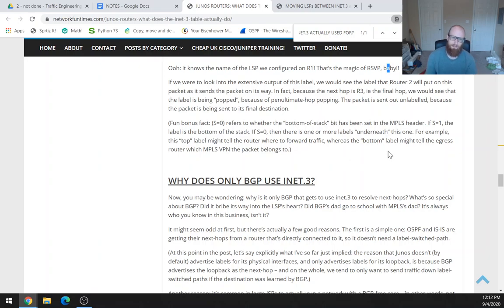Fun bonus fact, S equals 0 refers to whether the bottom of stack bit has been set in the MPLS header. If S equals 1, the label is the bottom of the stack. If S equals 0, then there is one or more labels underneath this one. For example, this top label might tell the router where to forward traffic, whereas the bottom label might tell the egress router which MPLS VPN the packet belongs to.